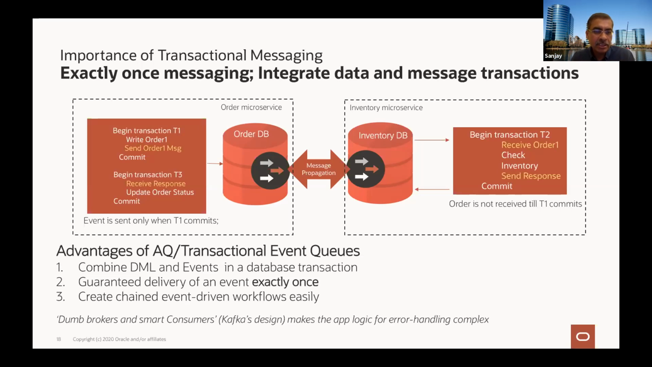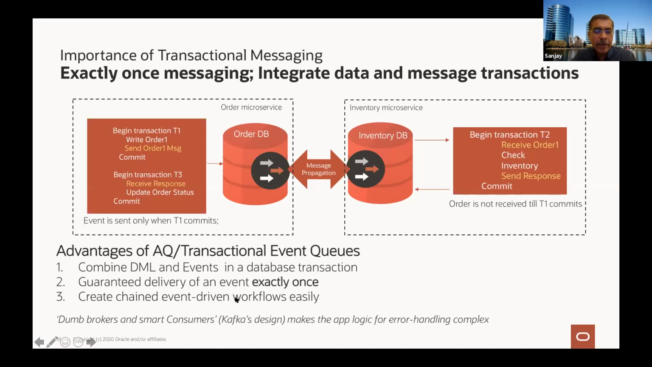So again, it's transactional. In this case, the transaction T1 wrote an order in its PDB. It sends an order message and commits, right? And this then gets written in this database. It also sets up message propagation with DB links internally, and then here the inventory DB receives that order, checks inventory, and sends a response, right? So this only sees this when the commit happens. If it rolls back, this message is not seen. It is replayed, and it's only delivered exactly once, right?